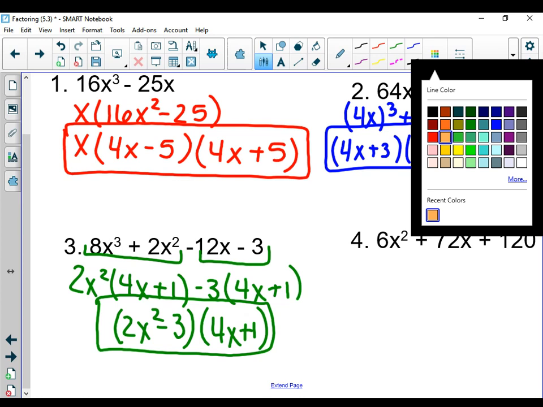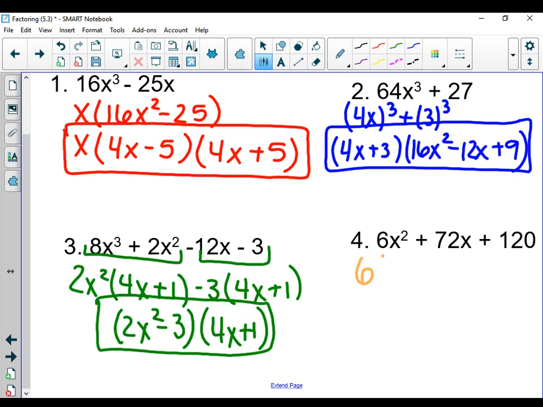Okay, so you just start off by looking for your greatest common factor, which is 6. You factor that out, and you get x squared plus 12x plus 20. And then you look for the two factors that equal 20 when you multiply and when you add. Those are 2 and 10, and so you get 6, and then in parentheses, x plus 2, and then x plus 10.